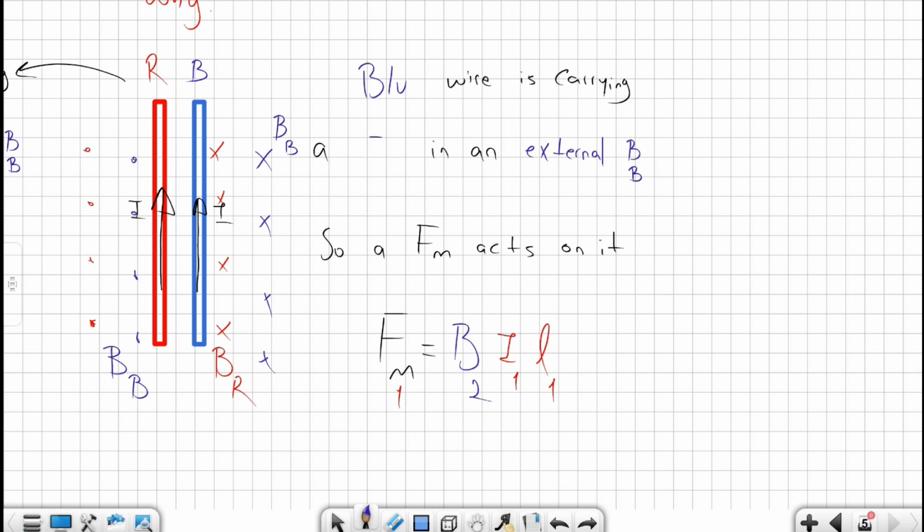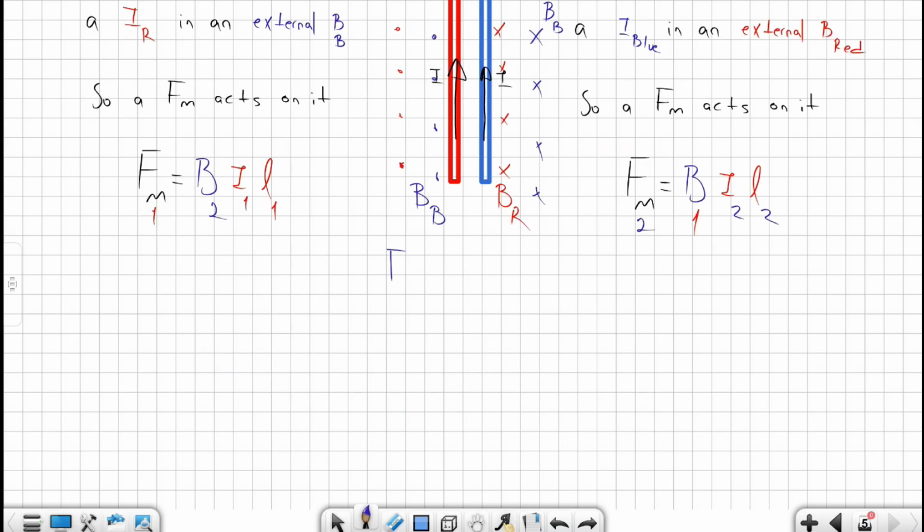So the blue wire right now is carrying a current inside an external field, which is the magnetic field of the red wire. So there will be a magnetic force acting on it, and magnetic force acting on the second wire would be equal to BIL. I will be I2, L will be L2, but B is external, which is the other wire's magnetic field B1.